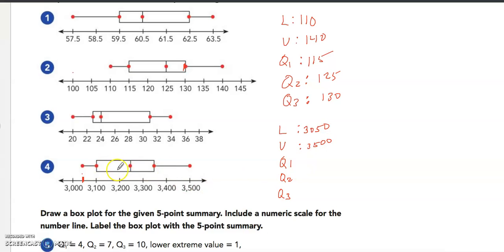Okay. My quartile 1 is right here on 3,100. My median, or Q2, it looks like it's right in the middle of 3,200 and 3,300, which is 3,250. And then the third quartile looks like it's right in the middle of 3,300 and 3,400, which we'll say that's 3,350.